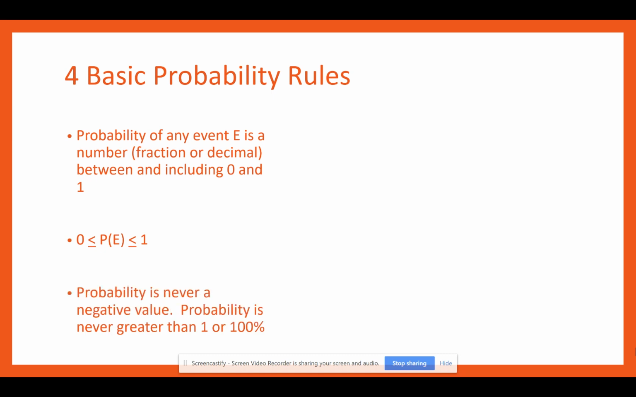Basically, what this rule tells us is that probability is never negative. We don't say there's a negative 30% chance of rain today. It also tells us that probability is never greater than 1 or 100%. Now, I know people talk about, oh man, he gave 110%. But statistically, you can never have more than 100%. Here are some examples.